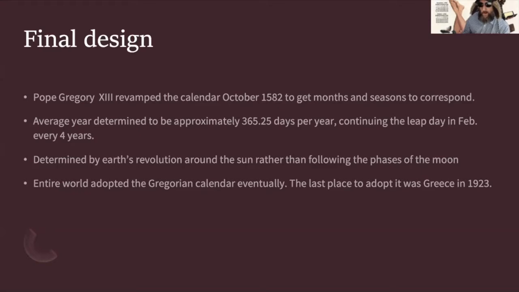And this is when they determined the years by the entire revolution around the sun rather than following the phases of the moon every month. So this is where the revolution around the sun comes from. Eventually, the entire world adopted the Gregorian calendar. The last place to adopt it was Greece in 1923, which is almost true. There are some Greek Orthodox churches that will still follow the Julian calendar in tradition.